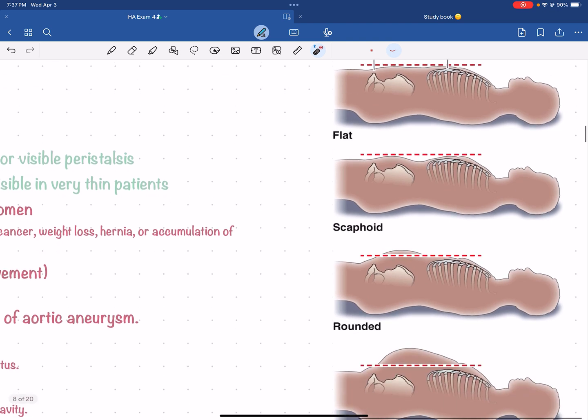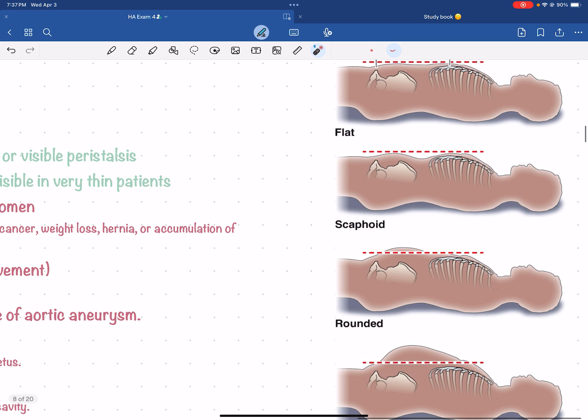The second thing is going to be scaphoid. This is not something we want. Remember, we want either flat or rounded. With scaphoid, if you draw that angle, there is going to be an indent in basically the middle of it. Rounded is a normal finding because when you draw that angle, you have a little bit of a lift of just the stomach, not the sternum or the rib area. This would be like a little bit of belly fat.